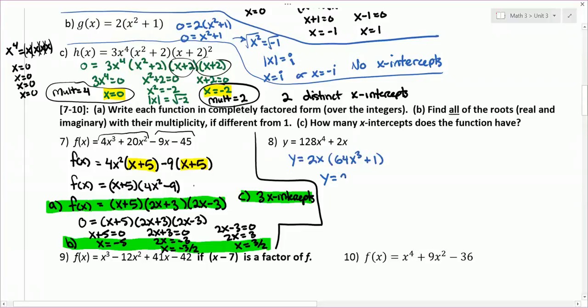So y equals 2 times x, and then as we're factoring our sum of two perfect cubes, we're going to get a binomial and a trinomial. The binomial, you take the cube root of 64x cubed, which is 4x, plus, because it's a sum of two cubes, and then you take the cube root of 1, which is 1. So 4x plus 1. To create your trinomial, you take that 4x and square it. So 4x times 4x is 16x squared.